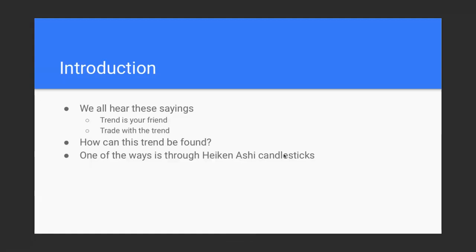So we all hear these things, right? A trend is your friend, trade with your trend. But how do we identify this trend? The stocks are going up and down. How do you know that a particular stock is in a trend? One of the best ways is through the Heiken Ashi candlesticks. So Heiken Ashi is a candlestick that is used for identifying trends.